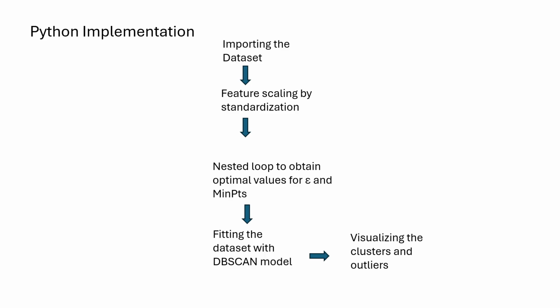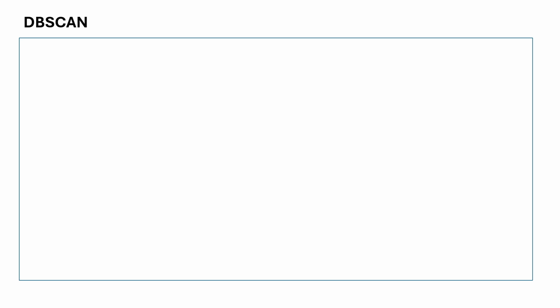The dataset is first imported and standardized. A nested loop is then used to determine the optimal values of epsilon and min points. The DBSCAN model is subsequently fitted to the dataset and the resulting clusters and any detected outliers are finally visualized. The code for DBSCAN in Google Colab is shown.